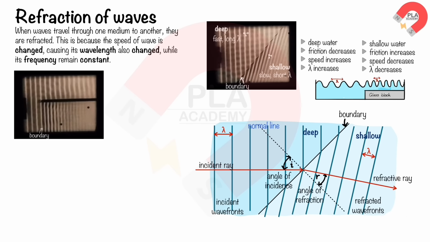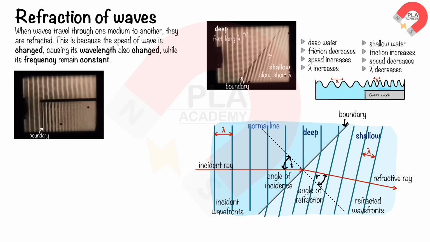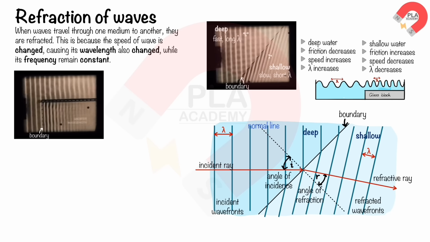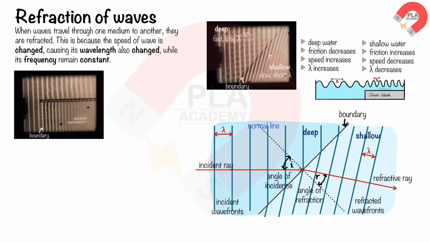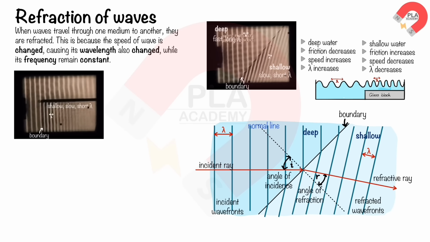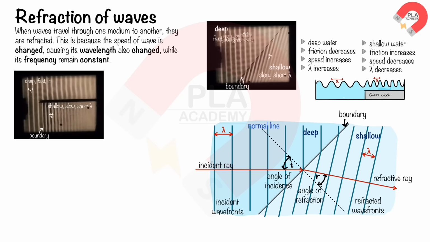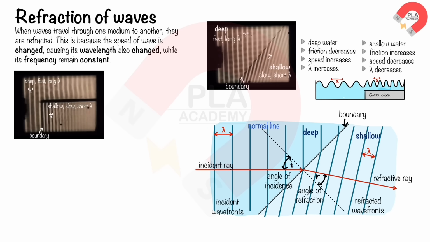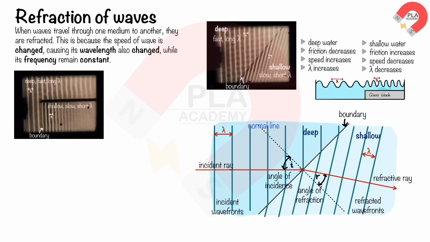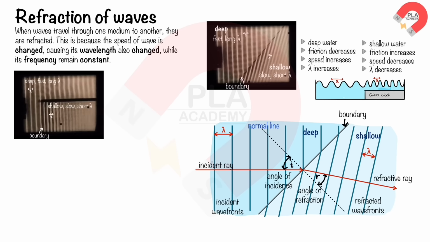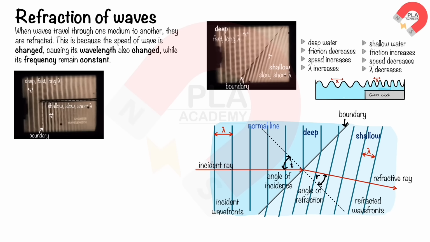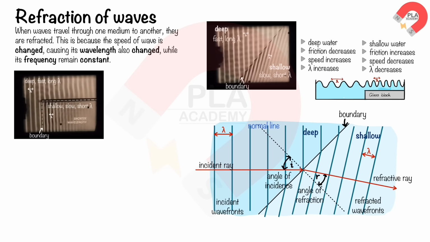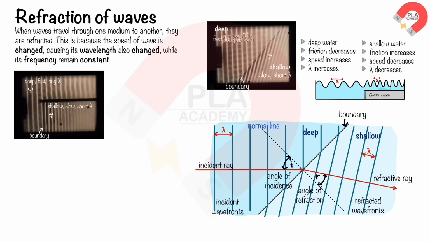When the water wave travels from deep water to shallow water perpendicular to the surface of the boundary, as shown, this region is shallow water and this region is deep water. The wavefronts are not bent, but the wavefronts are close together. This shows that the wavelength decreases due to the wave speed decreasing when traveling from deep to shallow water.